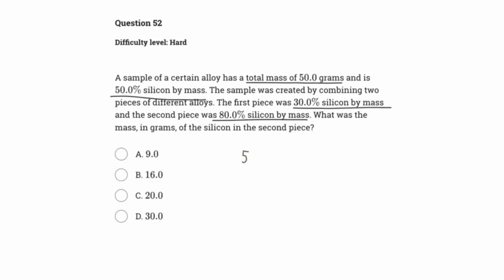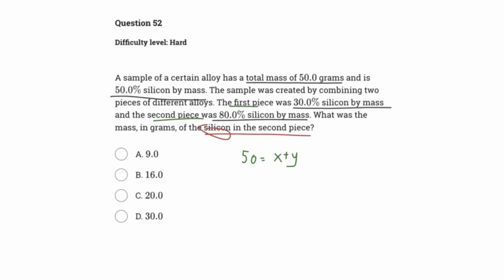So we can write 50 equals, and now we need to create some variables. Let's create it as x and y. So what we want to define here is essentially x is just the total mass, important to note, total mass of the first piece, and then y is the total mass of the second piece. But what we want to solve in the problem is the mass in grams of the silicon, only the silicon in the second piece. So how exactly do we do it?